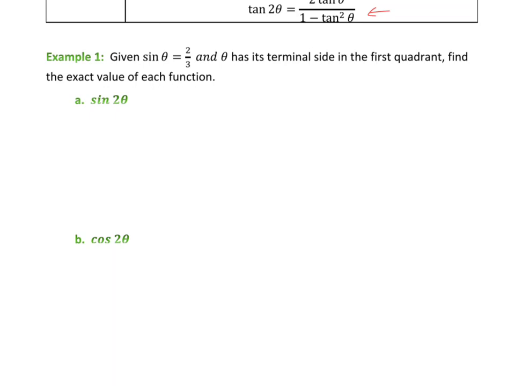Anyways, so given that sine of theta is 2 over 3, and theta has its terminal side in the first quadrant, find the exact value of each function. Well, I know that sine of 2 theta is 2 sine of theta cosine of theta, according to that identity we just looked at. Which means, just like when we did the sum and difference identity, I have 2 times sine of theta, which I do know, but I don't know cosine of theta. So guess what I have to find? Easiest way to do this is probably with the triangles. You can also use the identities to figure it out.